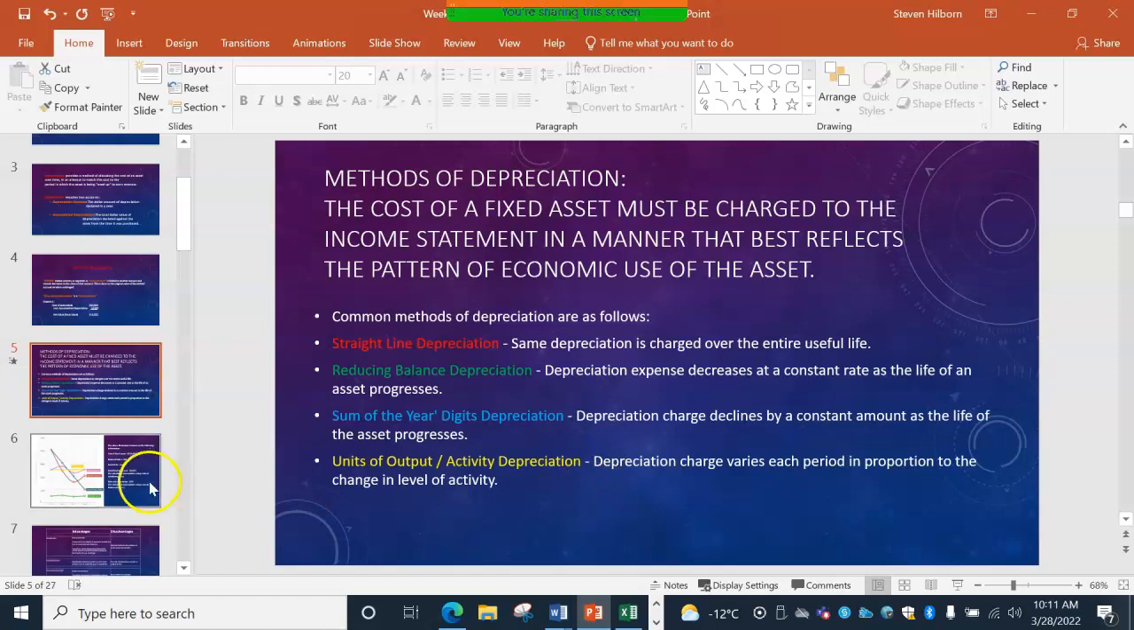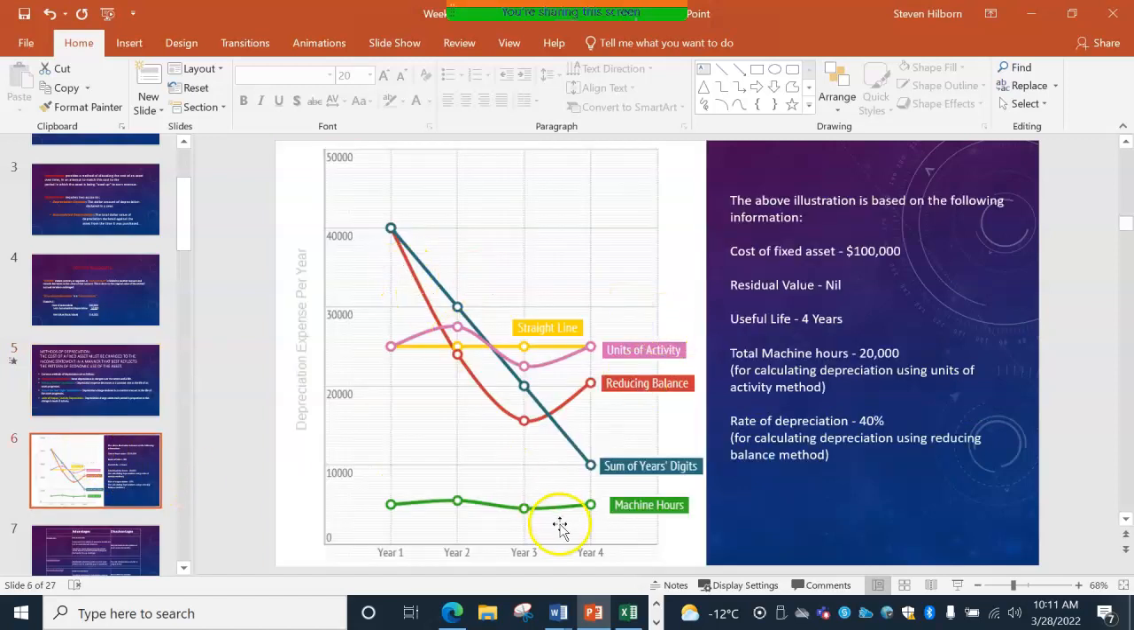So hopefully that gives you an idea. This is just a little chart to give you a feeling of how these different things work. It shows a cost of a fixed asset at $100,000 and the useful life is 4 years. They give you some machine hours and different rates, but it's just to say we're all going to depreciate; we just have different ways in which we do it. We will be looking at units of activity, which is this pink line, and straight line, which is just the straight line all the way across.